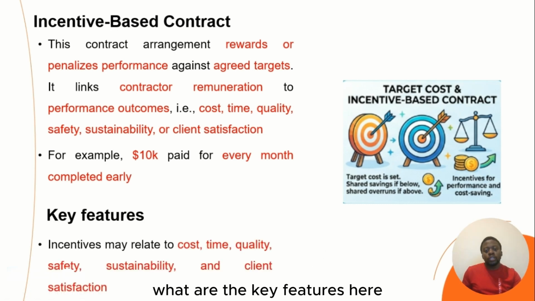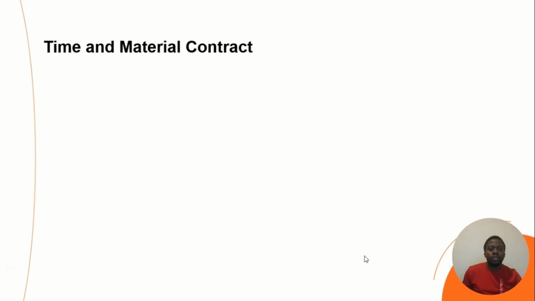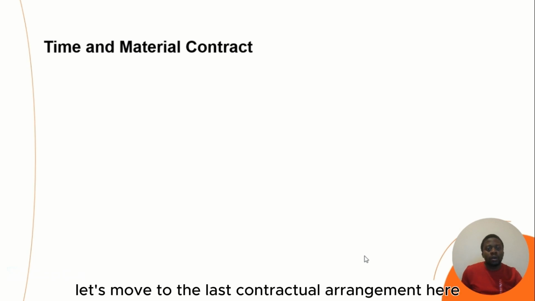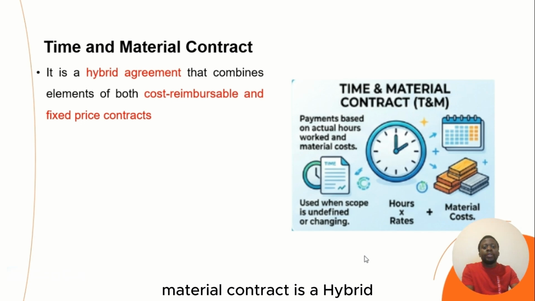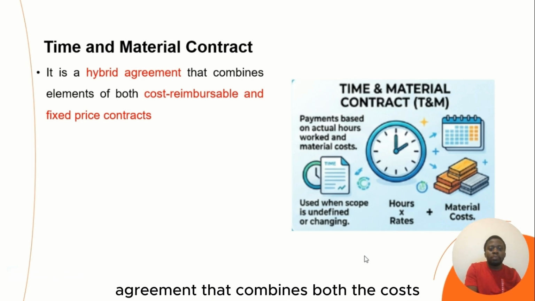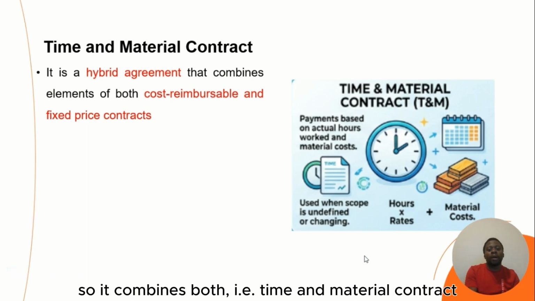What are the key features here? So incentive may relate to cost, time, quality, as we've said earlier on. Let's move to the last contractual arrangement here. Time and material contract: a hybrid agreement that combines both the cost reimbursement and the fixed price contract. We've talked about cost plus and we've talked about fixed contract. So it combines both. That's a time and material contract.